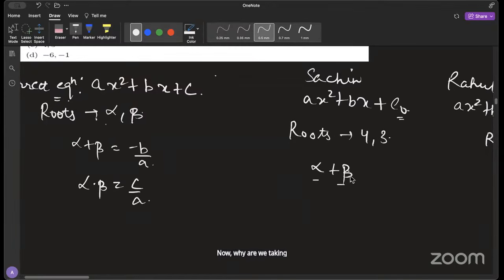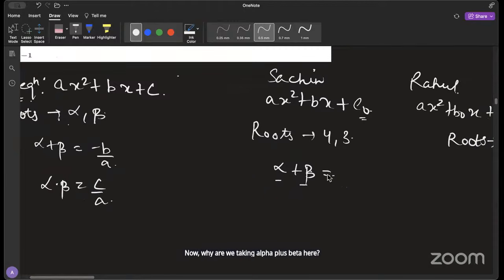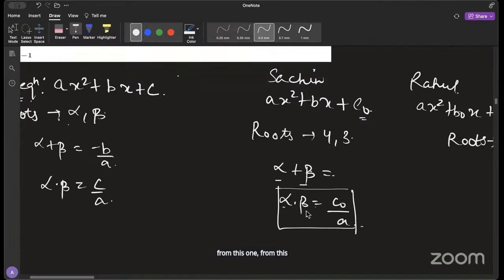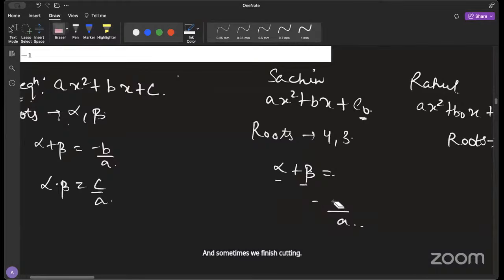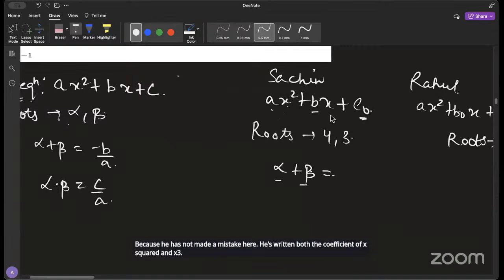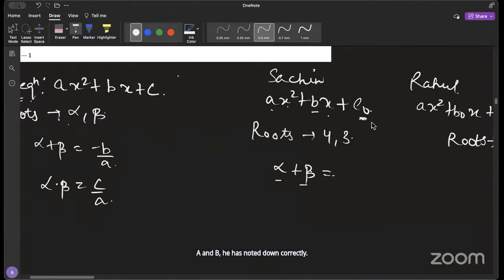Now, why are we taking alpha plus beta here? We only consider alpha plus beta from here, because if you take alpha beta, you will get c naught by a. And this person has written the constant term incorrectly. That means the information you will get about alpha and beta from this equation is incorrect, because this person has written this term wrong, right? Alpha plus beta is correct. That's why you should take alpha plus beta, because he has not made a mistake here. He has written both the coefficient of x square and x correctly, a and b. He has made a mistake here. That means we should only consider this one, minus b by a.